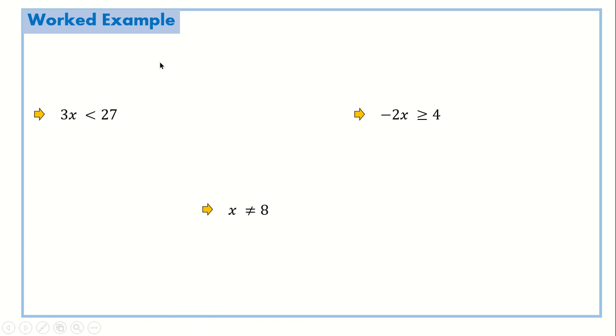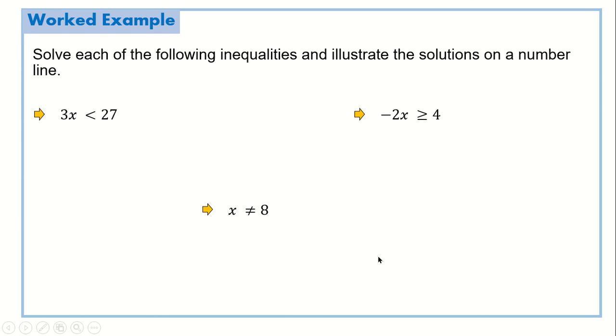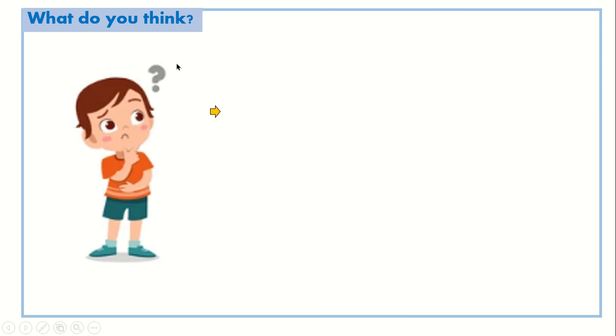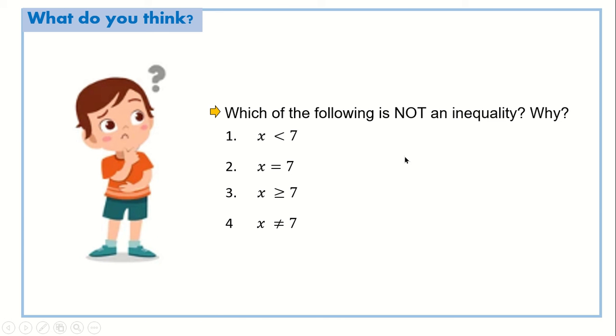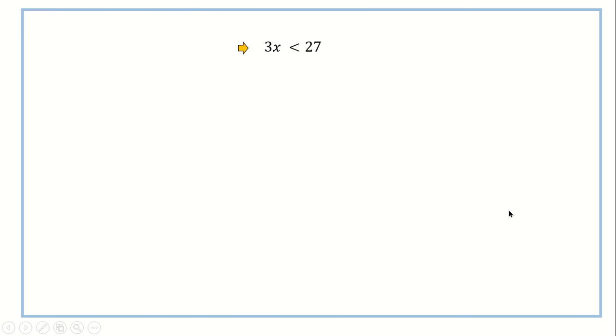Now, let us show some examples. But before we look at these examples, what do you think? Which of the following is not an equality and why? Think about that and then you can tell me your thoughts in the comments section. Now we begin our solutions.